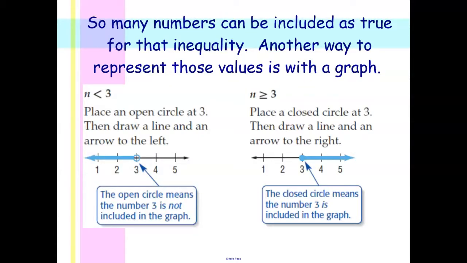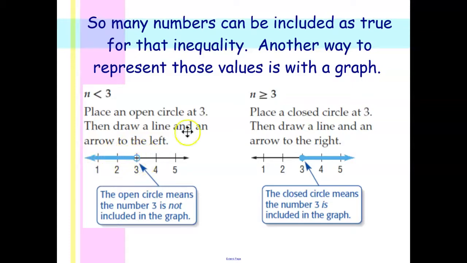So many numbers can be included as true in that situation that we're not going to graph it with just a dot on the line. We can actually graph it with a big old arrow on the line. Okay? So if I was trying to graph n is less than 3, that means I want all the numbers that are smaller than 3. So I would have an arrow going away from 3 to the left, showing all these numbers work. And I'm going to use an open dot saying not 3.